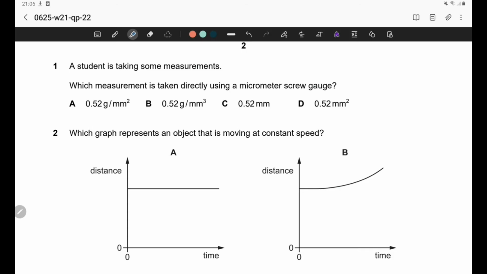Which measurement is taken directly using a micrometer screw gauge? A micrometer screw gauge is a device used to measure small distances. Therefore, the unit of the reading will be the unit of the small distance, that is millimeter. So, in the given options, C is the only one having a unit of distance. Therefore, the correct answer is option C.